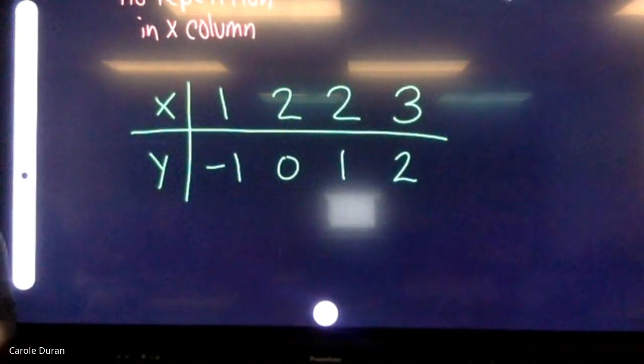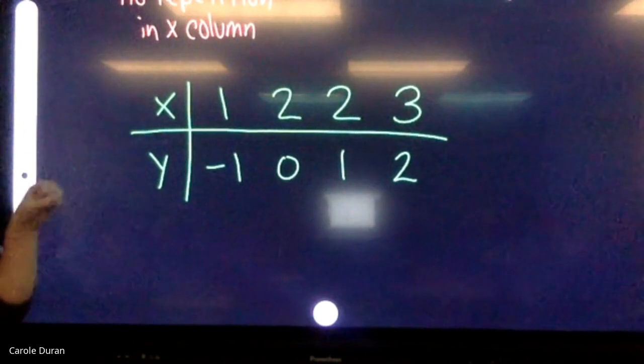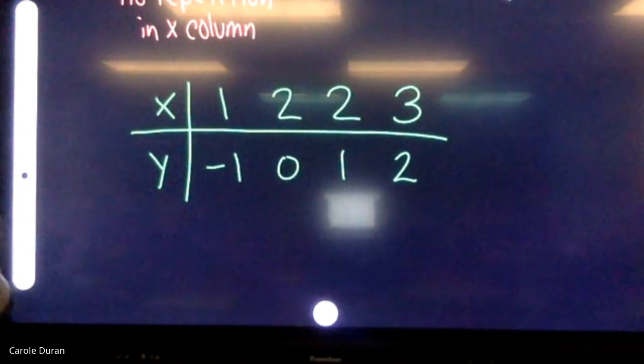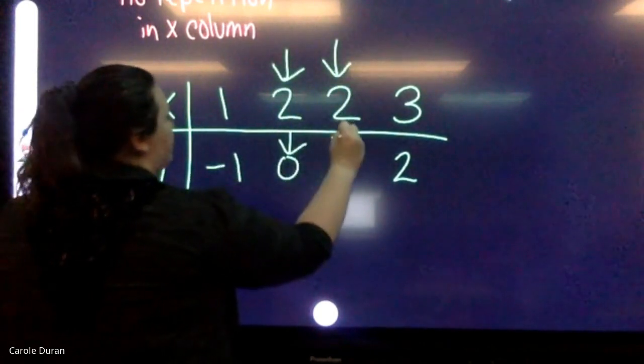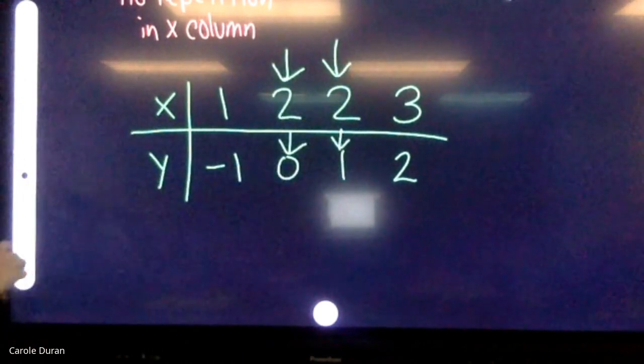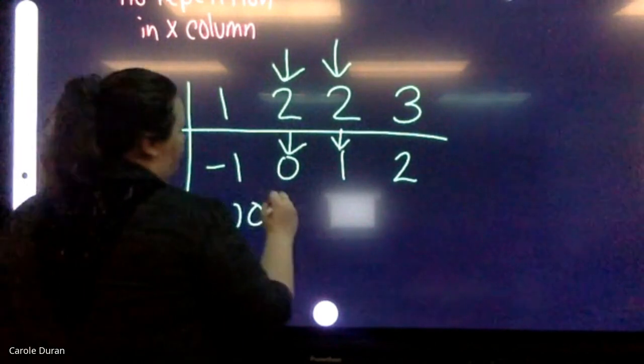The question is, is the table relation here a function? When you have an answer, raise your hand. Camden, how did you know it's not? Perfect. The 2 repeats itself, and they map to 2 different y values. This 2 goes to 0, that 2 goes to 1. So not a function.